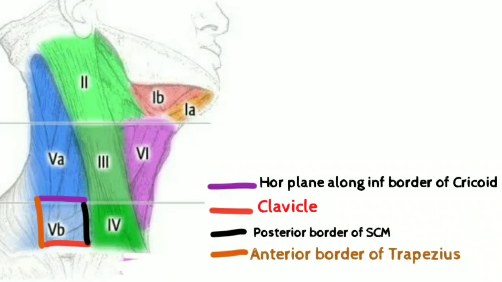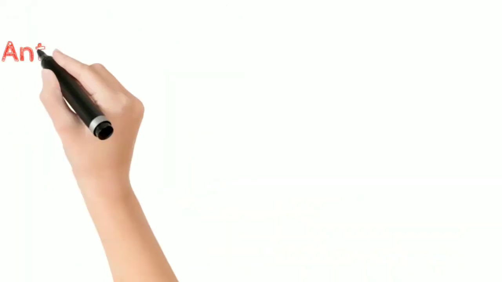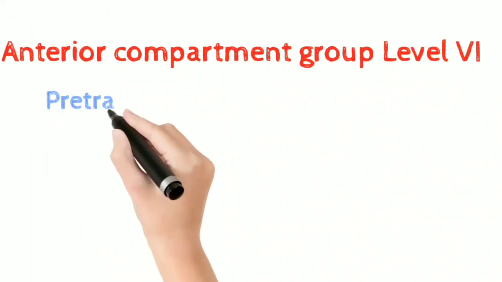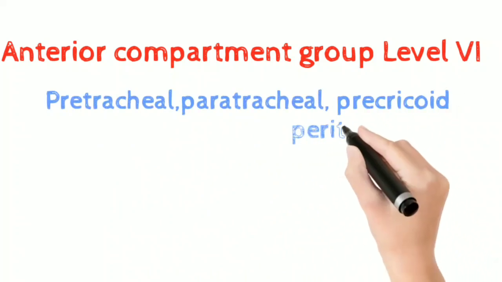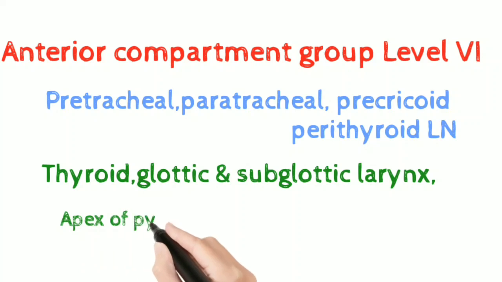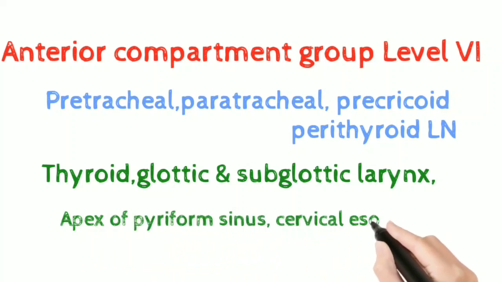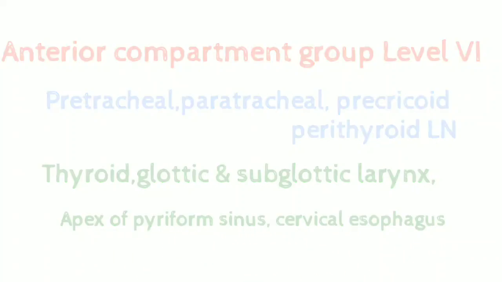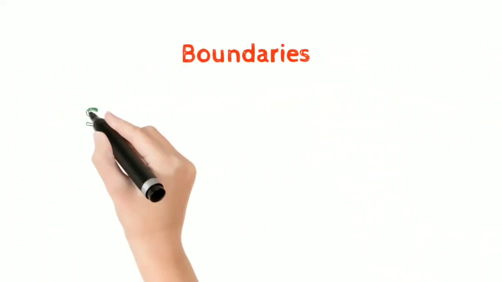Now let's look at the anterior compartment group, that is level 6. It includes pretracheal, paratracheal, precricoid and perithyroidal lymph nodes. It receives metastasis from malignancies of the thyroid, glottic and subglottic larynx, apex of the piriform sinus and cervical esophagus. Now let's look at the boundaries.